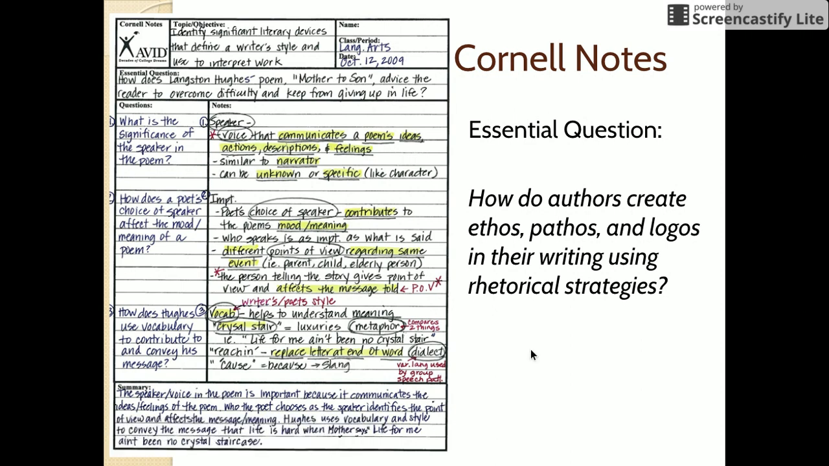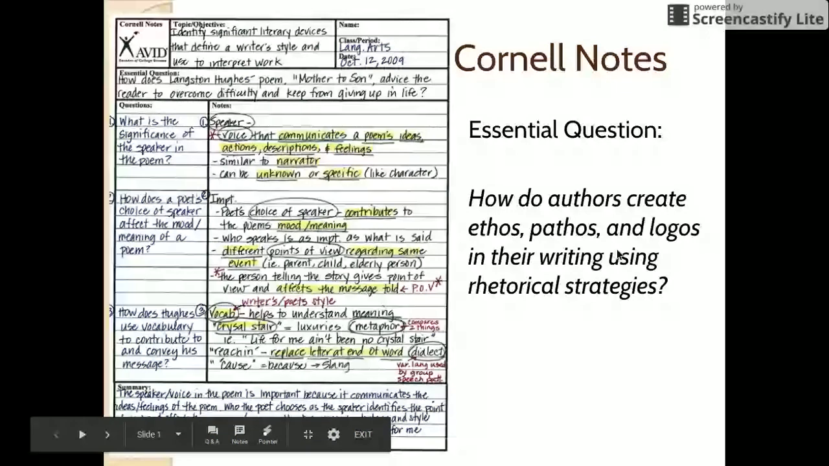Feel free to pause the video at any time so that you can catch up if you need a little bit more time to write down your notes. This video is for you.